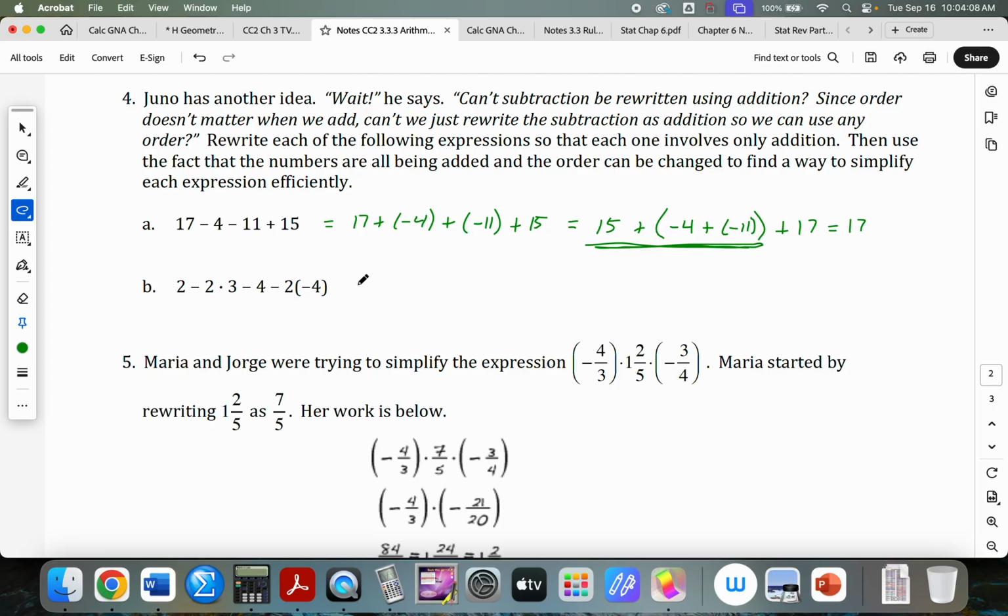All right, let's see if we can do something with this. That's kind of ugly looking. So this would be 2 plus negative 2 times 3 plus negative 4 plus negative 2 times negative 4?